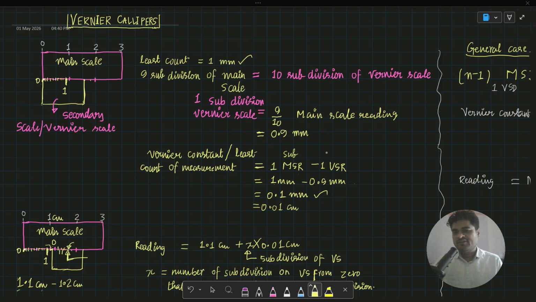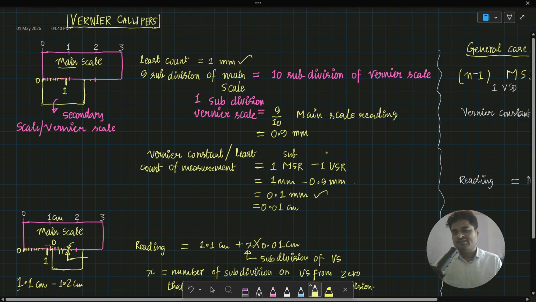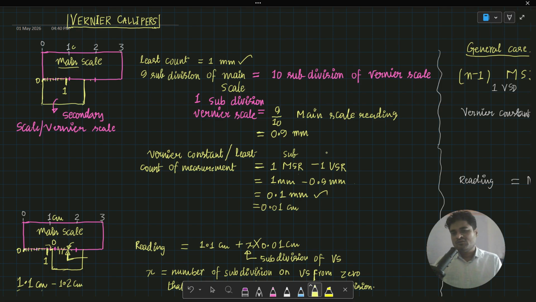So let's say we have a main scale that can measure in centimeter, its long divisions in centimeter and subdivisions in millimeter. So we'll say that the main scale has a least count of 1 millimeter, and we know that from this main scale we cannot measure any value smaller than this least count. So what do we do?